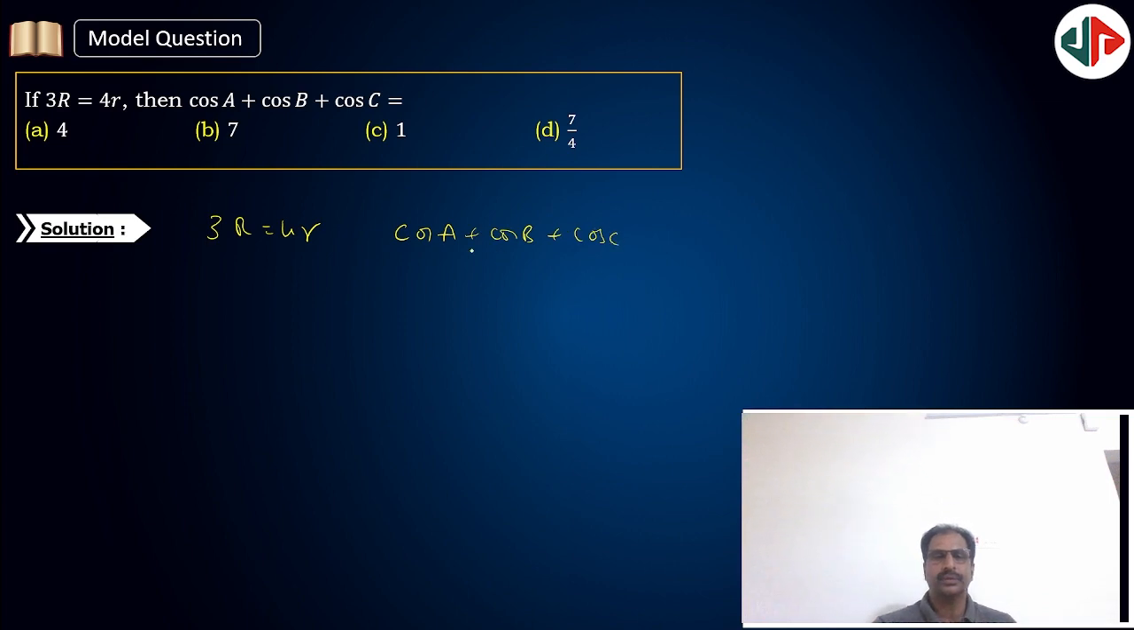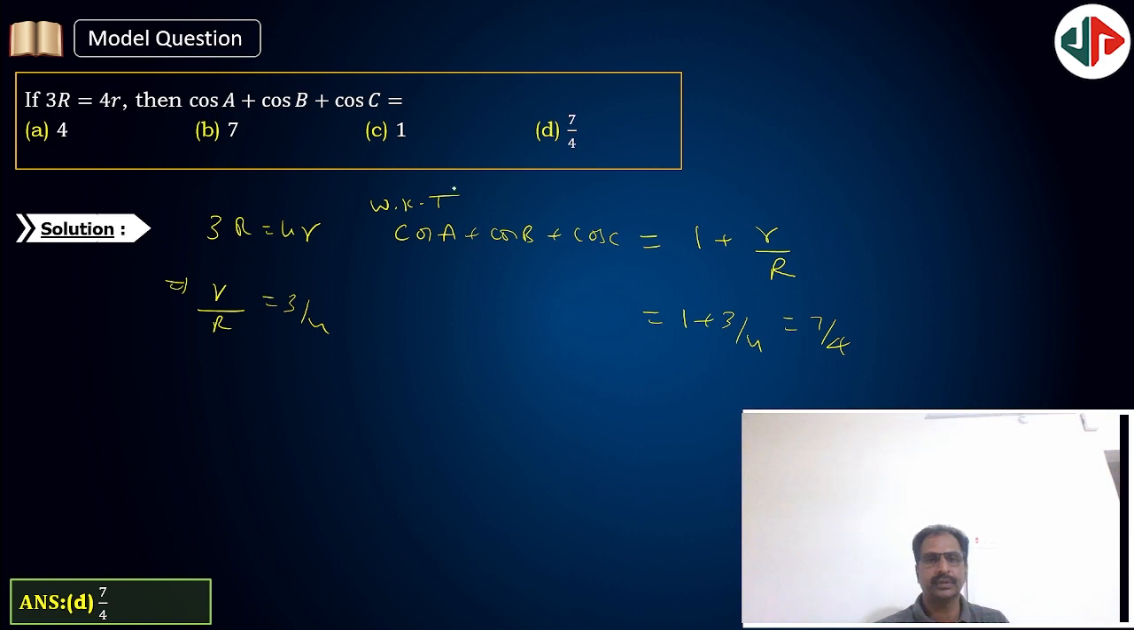We have to remember this shortcut. In any triangle ABC, cos A plus cos B plus cos C is equal to 1 plus small r by capital R. This is a shortcut that has to be remembered. That is equal to 1 plus, from the given condition, small r by capital R is 3 by 4. So 1 plus 3 by 4, which is 7 by 4. Option B is correct.